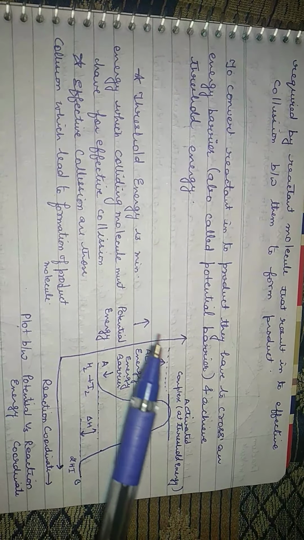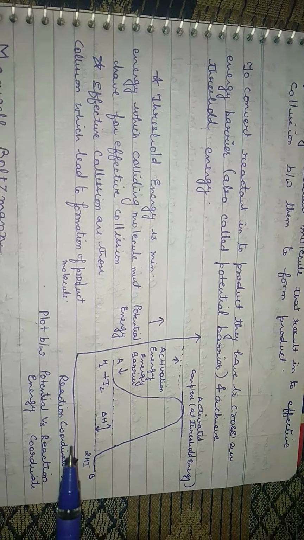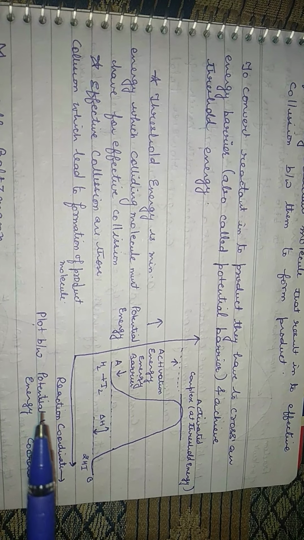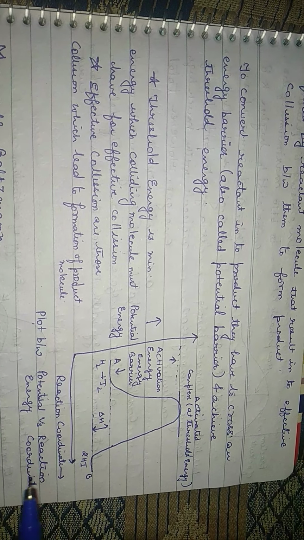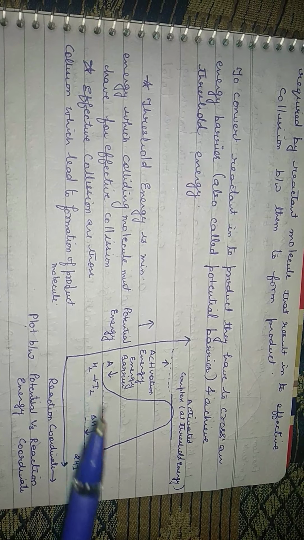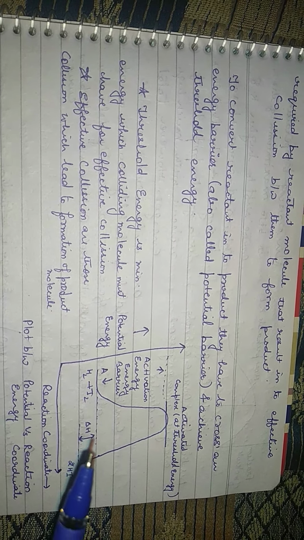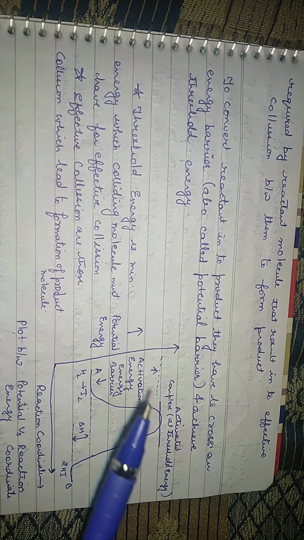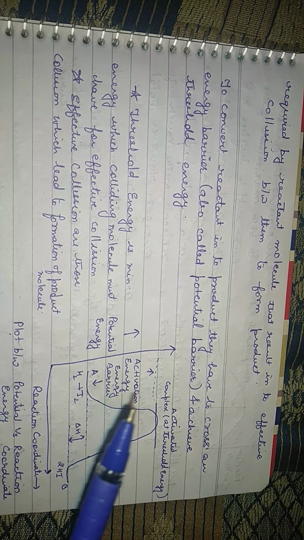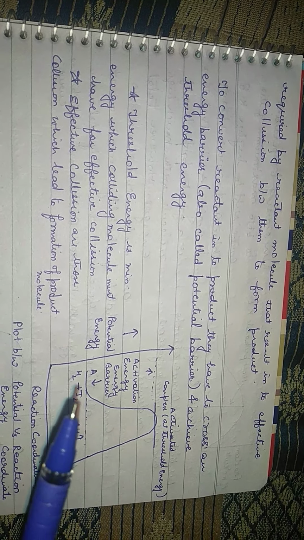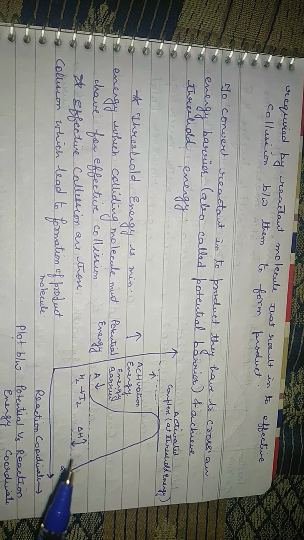Here I have shown a graph between the potential energy and the reaction coordinate. Here I have shown a reaction between hydrogen and iodine. So this is the delta H, this is the product, this is the activation energy. This is the minimum amount of energy which the reactant has to cross over to form the product.